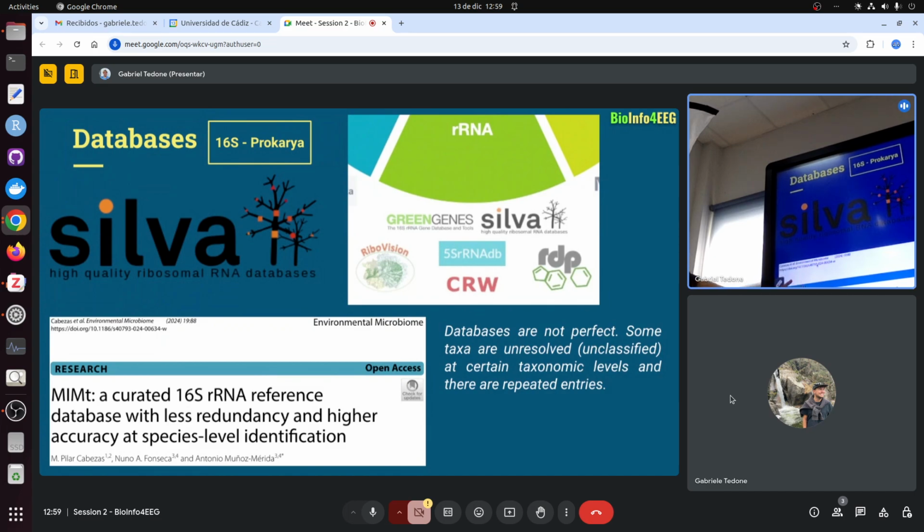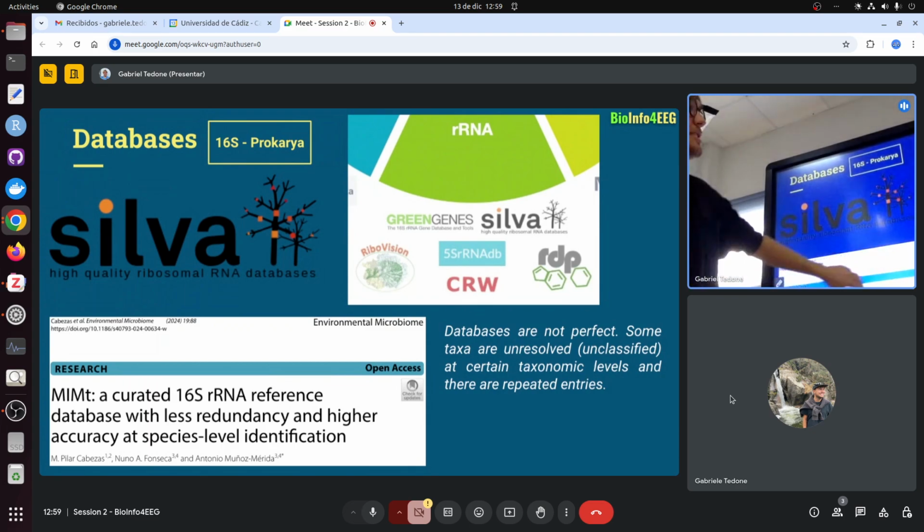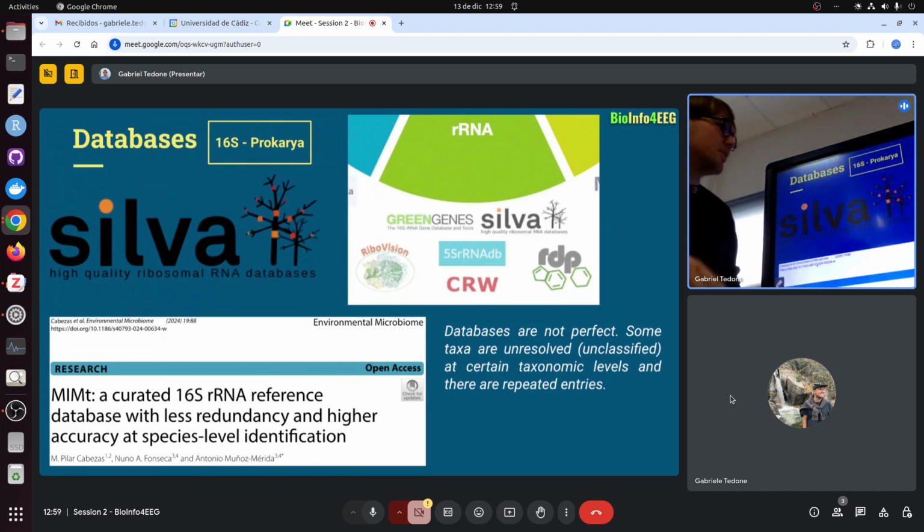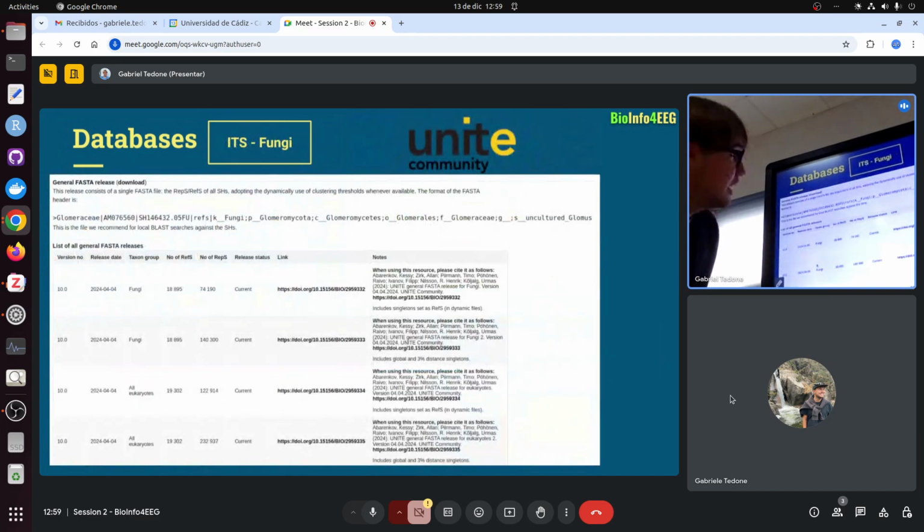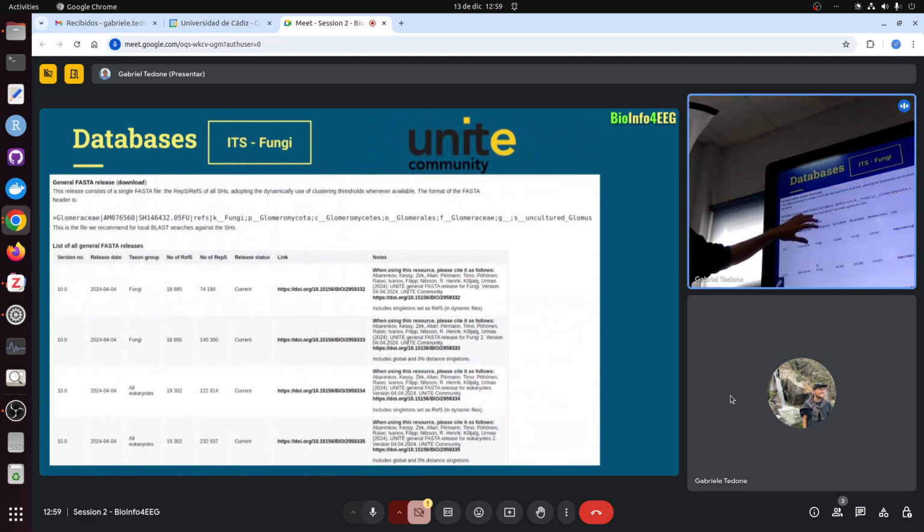So he curated a database, because what happens with databases is that lots of times you go to NCBI and it's just people throwing in sequences, and no one is organizing or assigning anything, it's just a bunch of sequences. So some databases will be more curated, and they will have low redundancy.